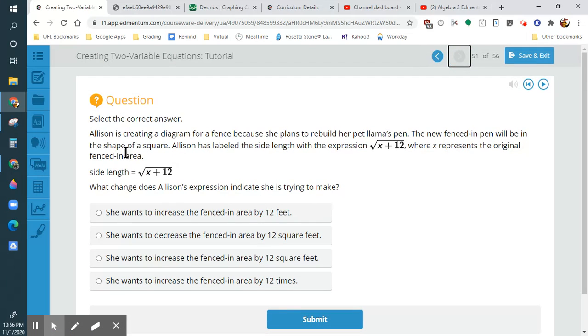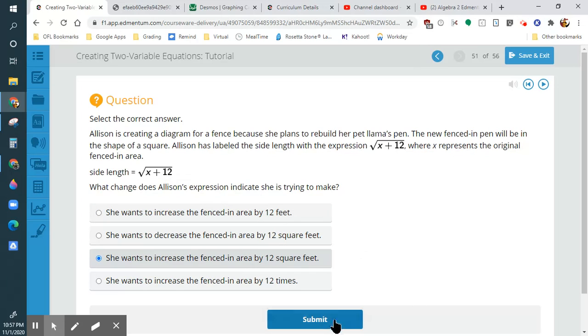All right, so Allison created a diagram of a fence. The new fence pen is this. Allison labeled the side length. So in other words, she's adding 12 to the area here, where x represents the original fence area. What change in the expression happened? Okay, so she wants to increase the fence area by 12 feet. Oh, well, that was 12 square feet.